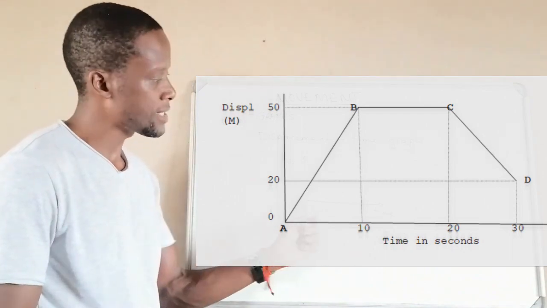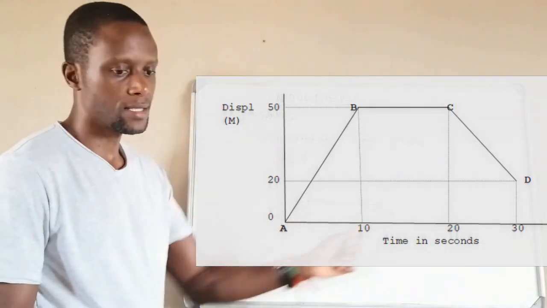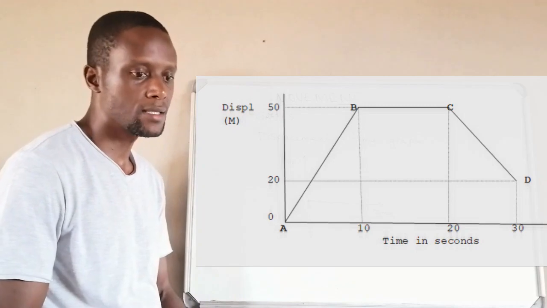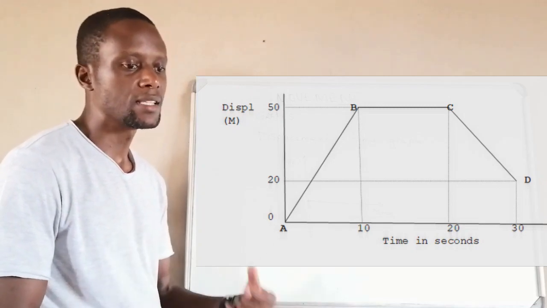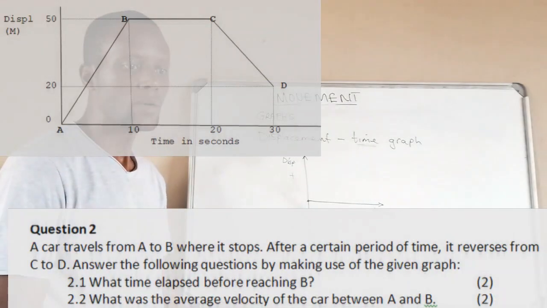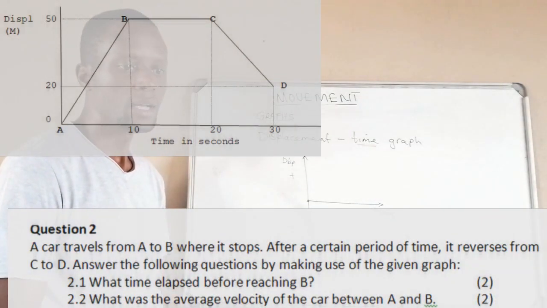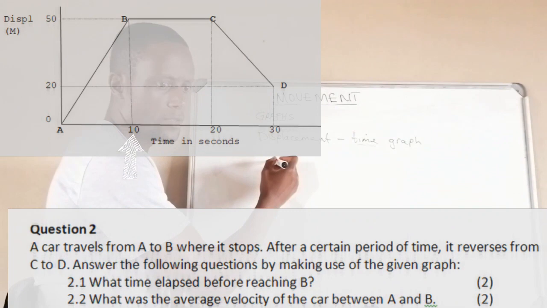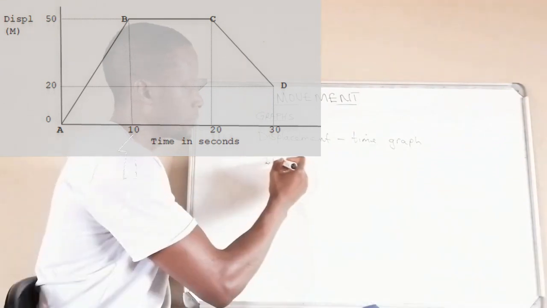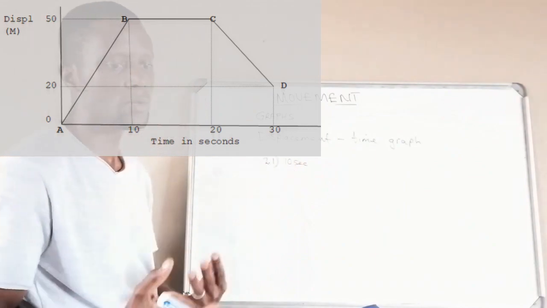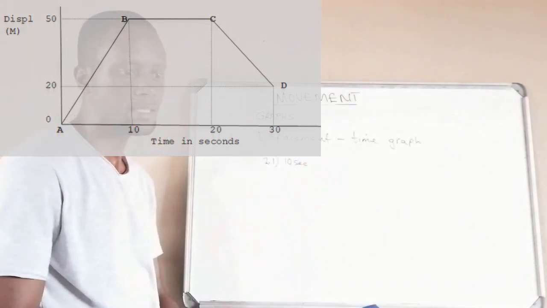Then on the x-axis we have the time, and they have marked that the time is in seconds, which means we have 10 seconds, 20 seconds, and also 30 seconds. So for the first question, it says: how much time elapsed before reaching B? So 10 seconds there. So for question 2.1, our answer is 10 seconds. That is how easy it is. You just look at the graph and you answer the questions as they are.